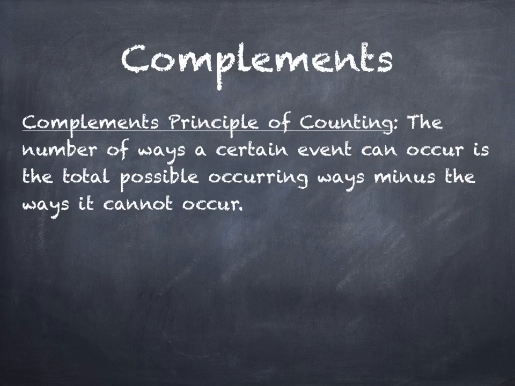So the number of ways that a certain event can occur is the total possible occurring ways minus the ways it can't. Now, we've almost used this property, but we haven't talked about it yet. And there are three formulas, all interchangeable, that can be used to go along with this idea.